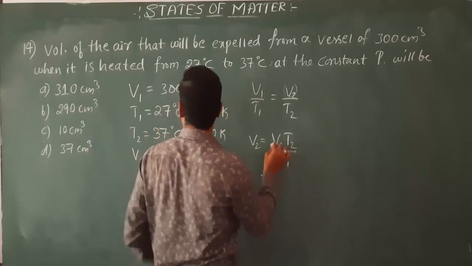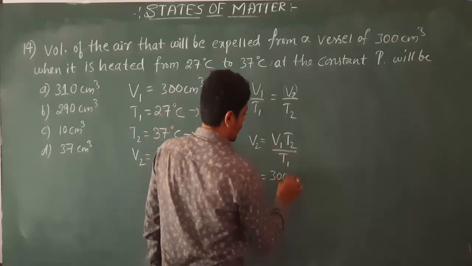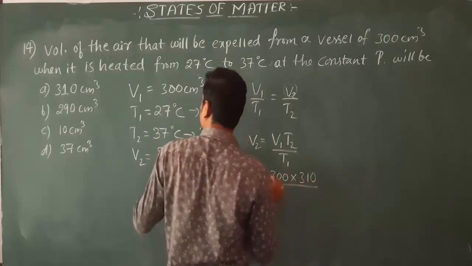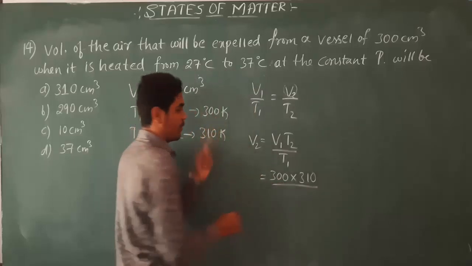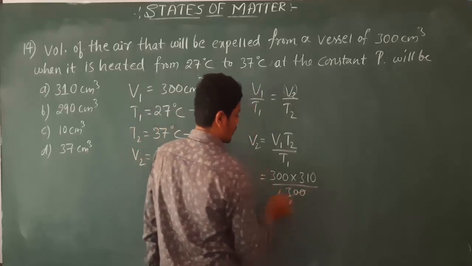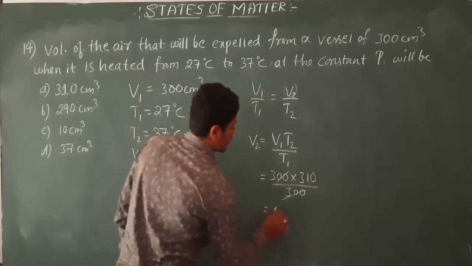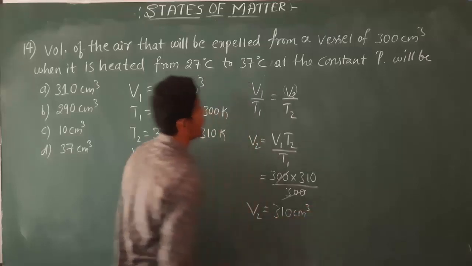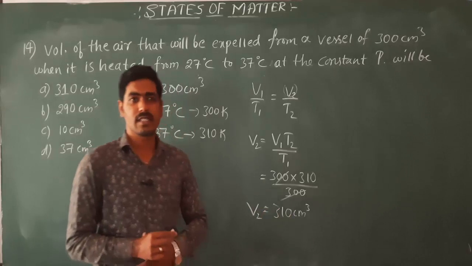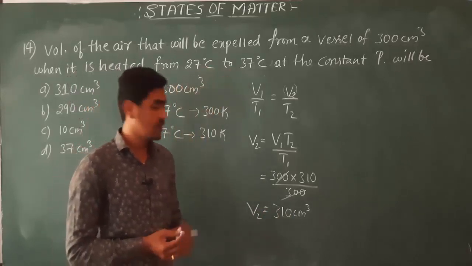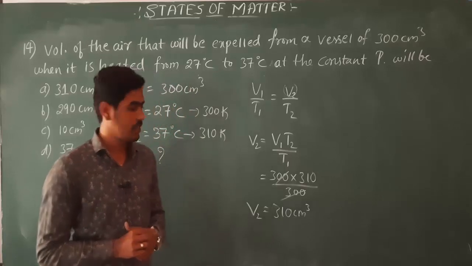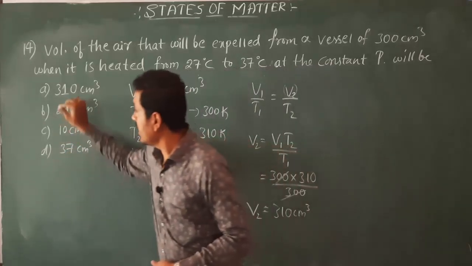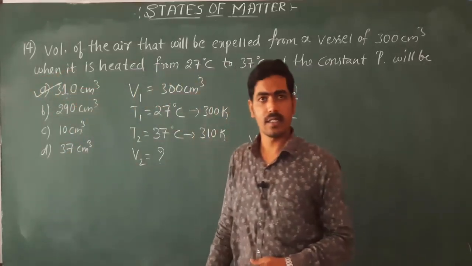Okay. So V1 is how much? 300, into T2, how much? 310, divided by T1, how much? It is 300 Kelvin. So 300 cancels out. How much does it become? 310 cm cube. So the volume which is expelled is 310 cm cube. Since the temperature has been increased, the volume will also increase. So V2 is equal to 310 cm cube. Which option is right here? Again, option A is 310 cm cube.